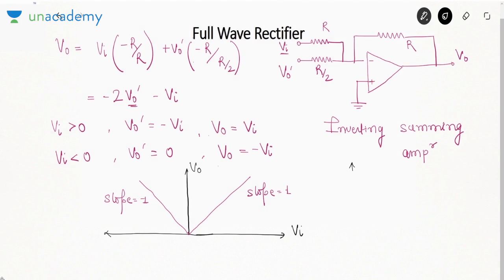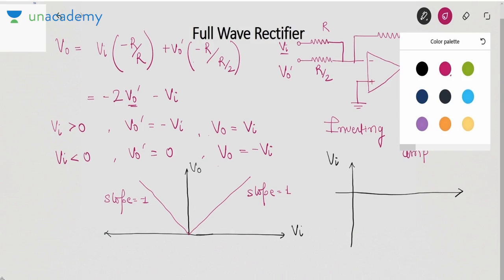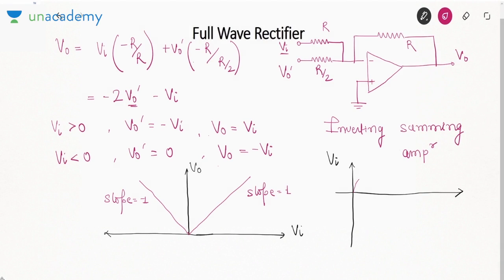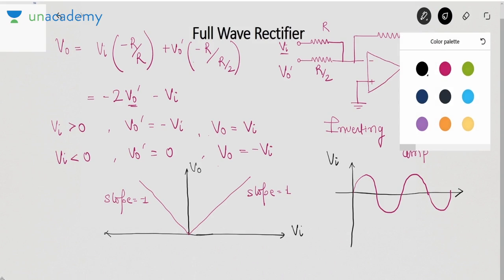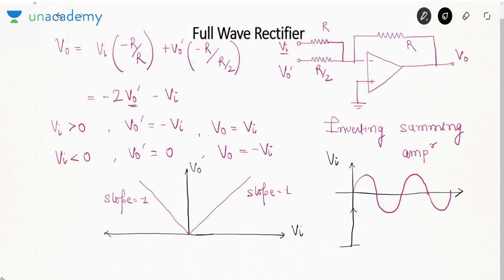How? See this thing. If I talk about Vi, let me take Vi as a sinusoidal waveform. It will be like this. Then when we talk about V naught, what we have said is, in the positive cycle, when Vi is positive, V naught is the same as Vi. When Vi is negative, V naught is minus Vi.